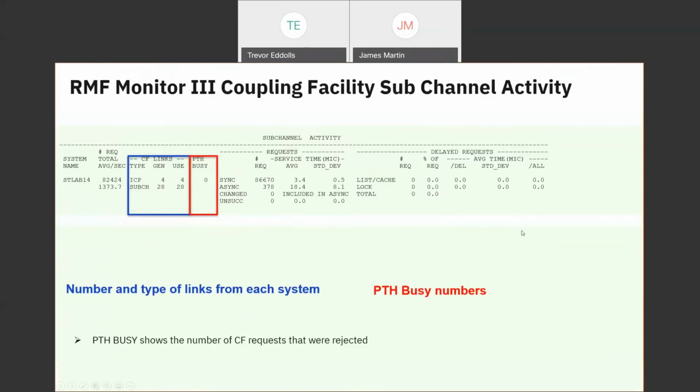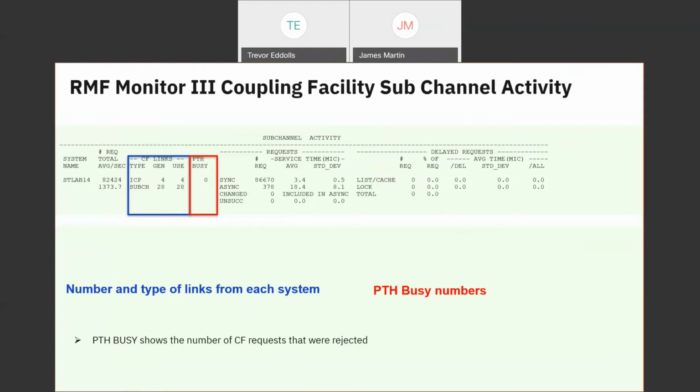And here's the RMF Monitor III coupling facility subchannel activity, another report that's very good to give us information. The number of types and links from each subsystem that we're using, and the path busy number. Those are really key indicators when we're looking at performance, right?